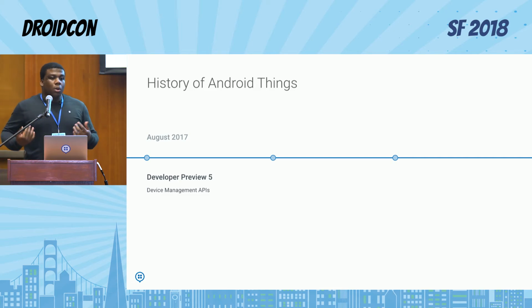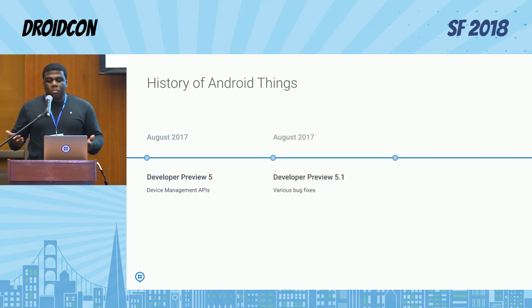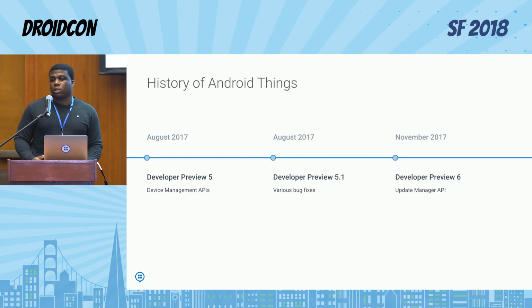And 5.1 didn't introduce much, but they did fix a lot of issues that you've seen previously in Dev Preview 5. And it wasn't until Developer Preview 6 where they introduced the Update Manager API, a way that you can update your IoT device without having the physical device with you and having to manually load it. So you can manually check for updates and of course install.